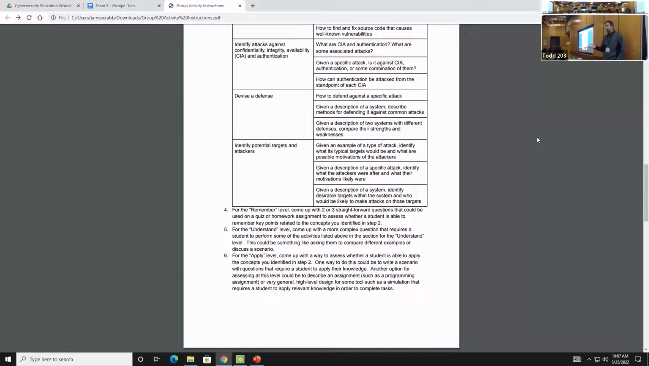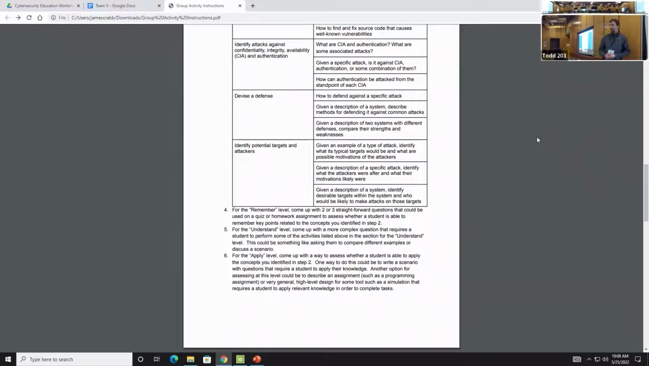Once your group has identified some topic that you're all familiar with or interested in, and some more specific related items, you start working through coming up with the assessments. We'll go bottom up, starting with remember. I'll have you come up with two or three straightforward questions that could be used on a quiz or homework assignment to assess whether a student is able to remember key points related to the concepts you've identified. This could be a multiple choice question, a fill in the blank, something like that, that is just getting at whether the student knows some basic fact and is able to remember it.